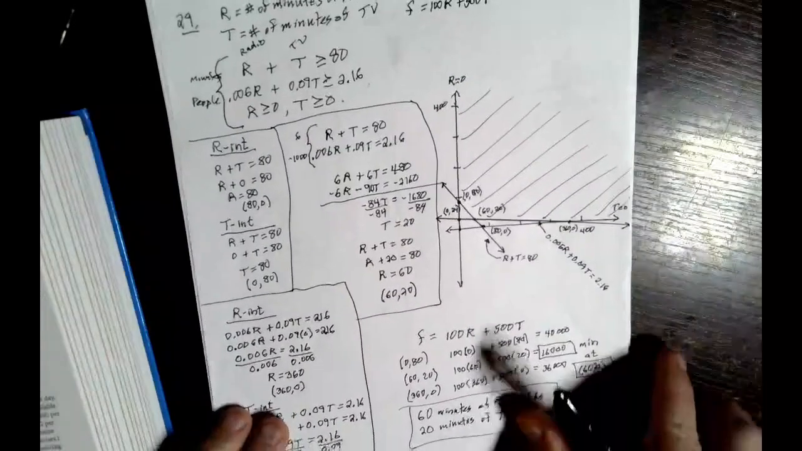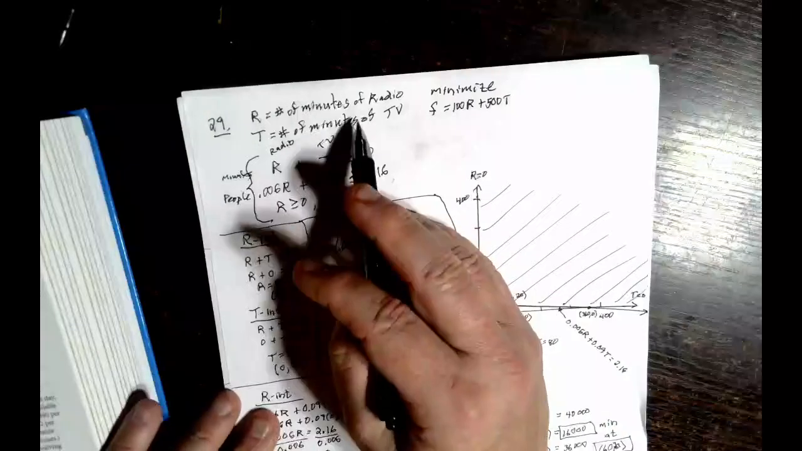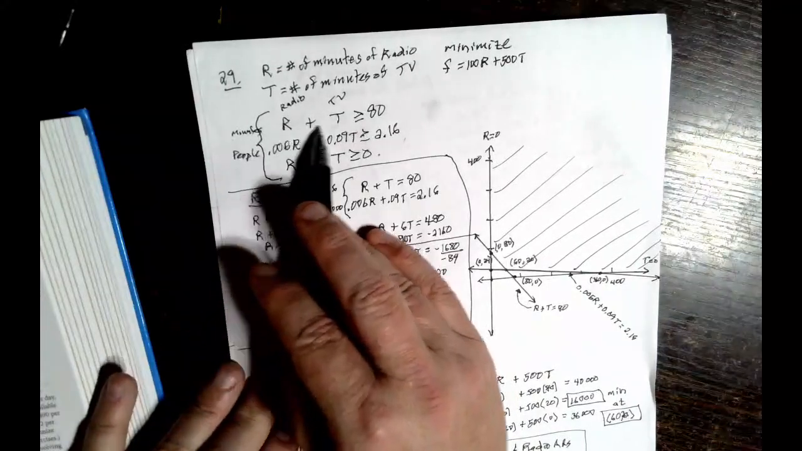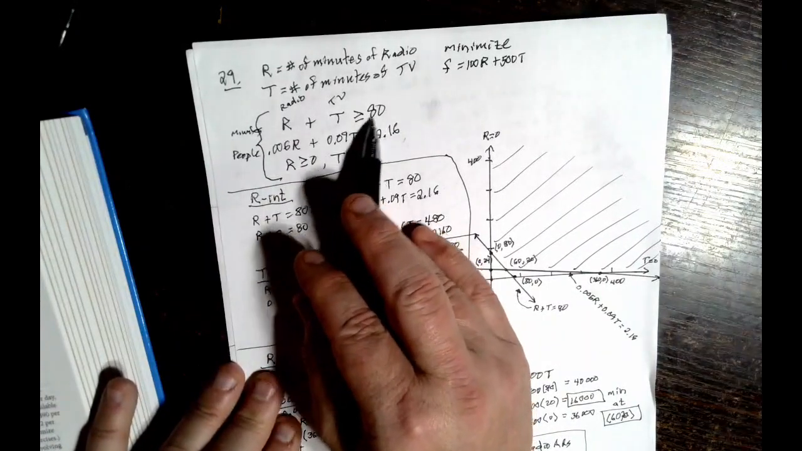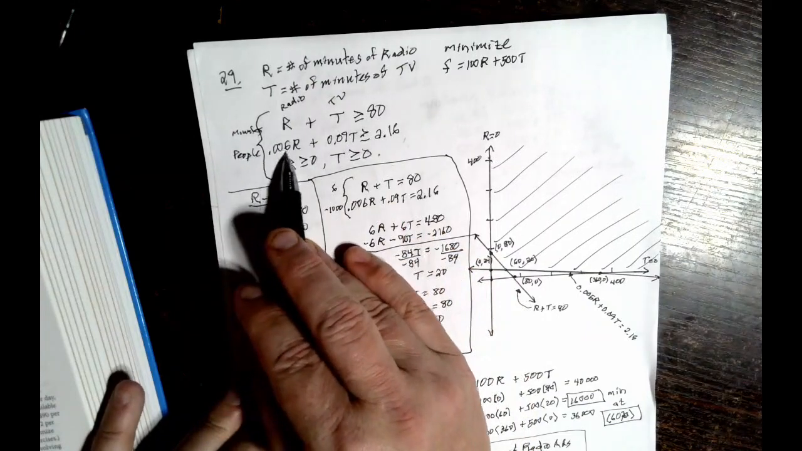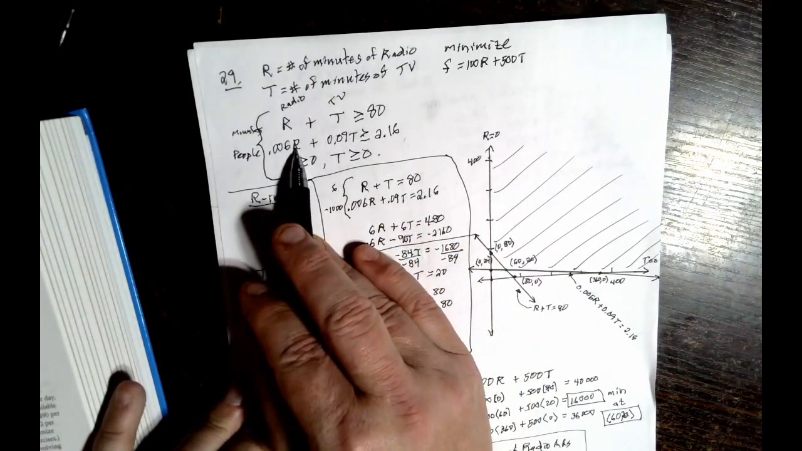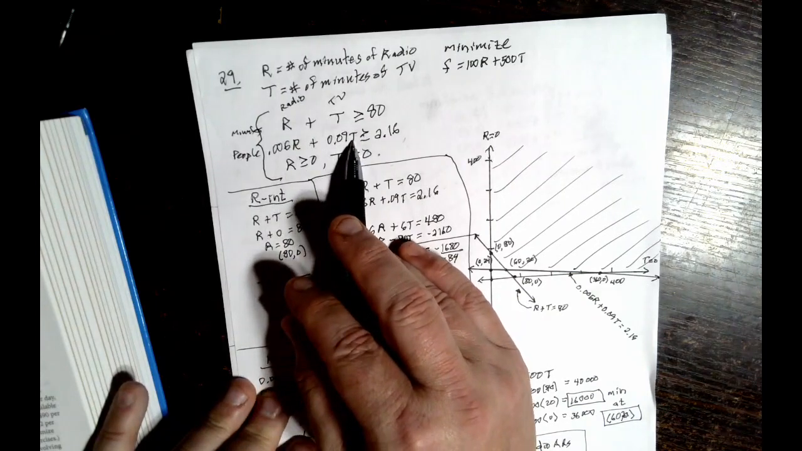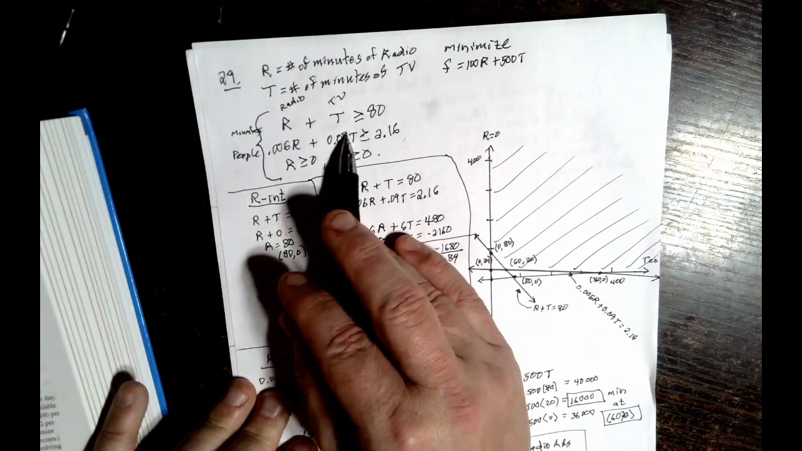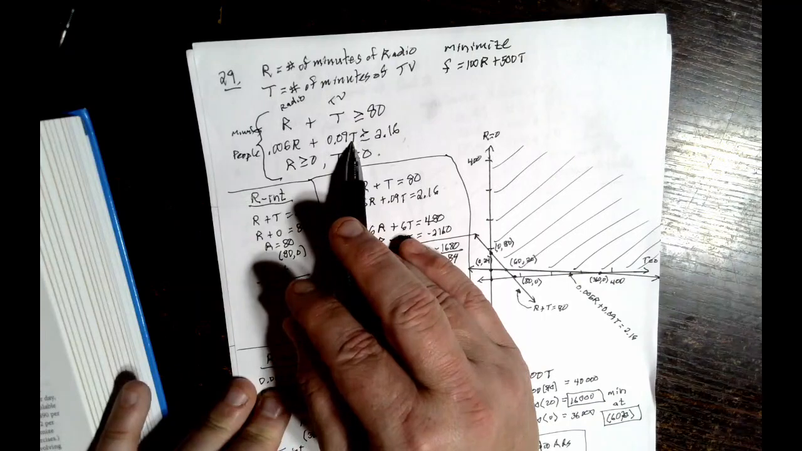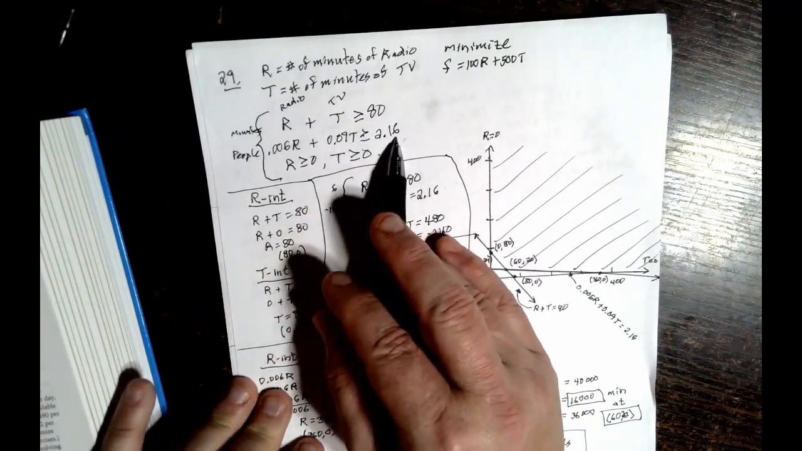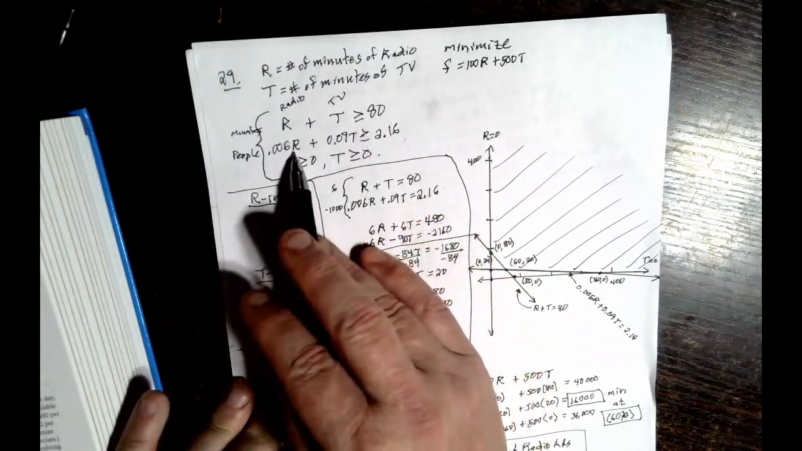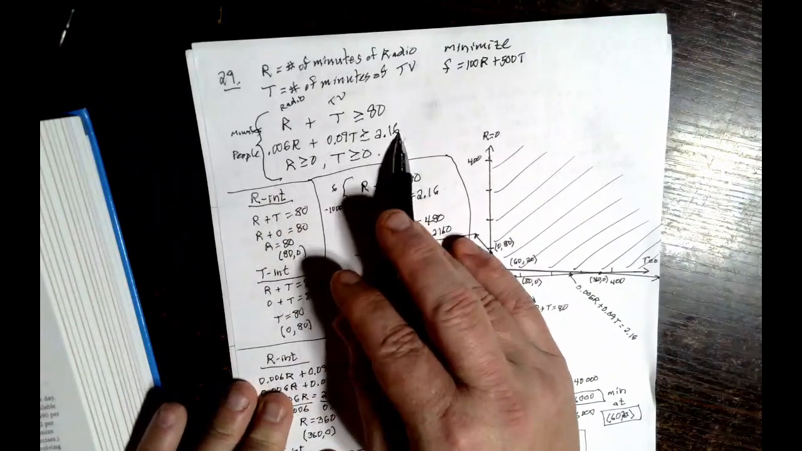Okay. Now 29 talks about number of minutes on radio ads and number of minutes on TV ads. And so the number of minutes, R plus T, is 80 or more minutes. Now the number of people is 0.006 million for each minute of radio, and 0.09 million times T, which is the amount of millions of people that see each ad on TV, for a total of 2.16 million. So this represents minutes plus minutes equals minutes. This represents millions of people plus millions of people equals millions of people.